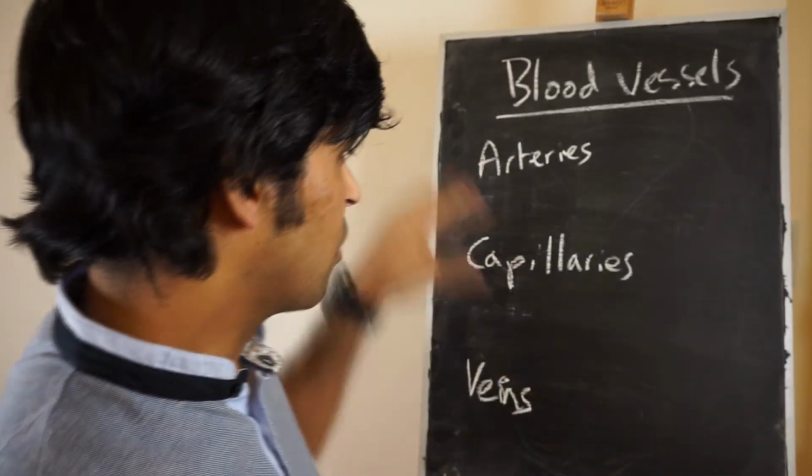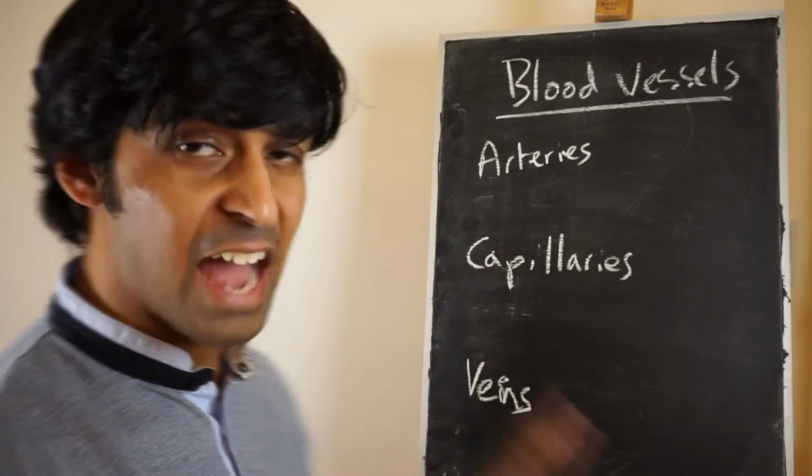Today we're going to be looking at part 3 of the cardiovascular system, and that is the structure of the blood vessels themselves. Okay, now we've got 3 types of blood vessels. We've got arteries, capillaries, and veins.